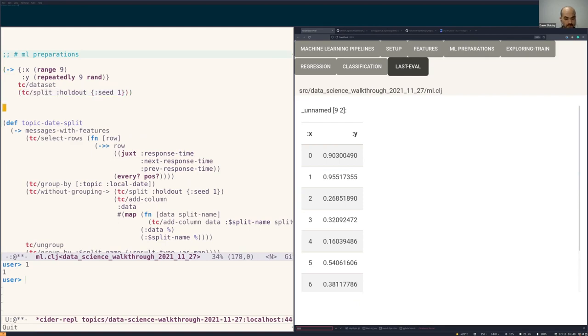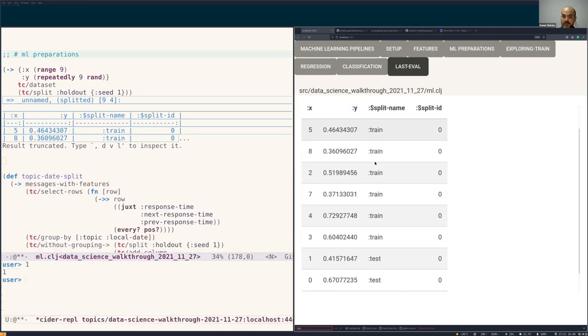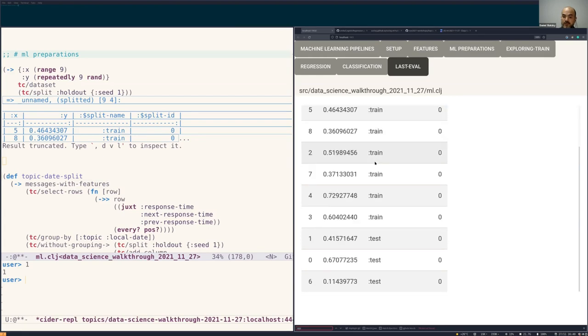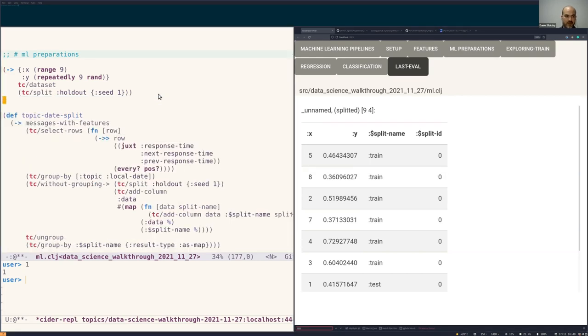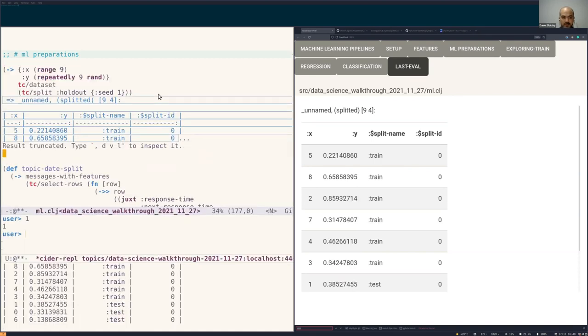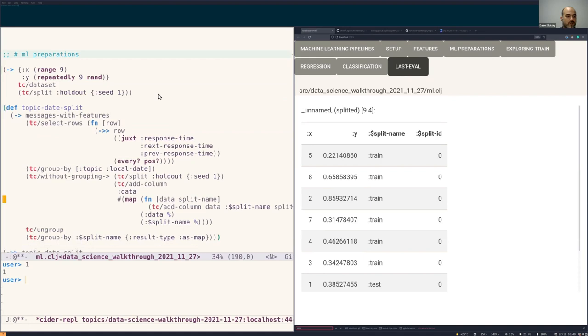But you see, when we do that, we get a new column that is called the split name, either train or test. Right? So this way, we get this additional splitting in a table structure. And since we use the seed, if we do it again, we get the same results, right? And this seed is used for initializing the random number generator, which is this stateful object that is used for generating pseudo randomness in our process. So that is this function we are using here.